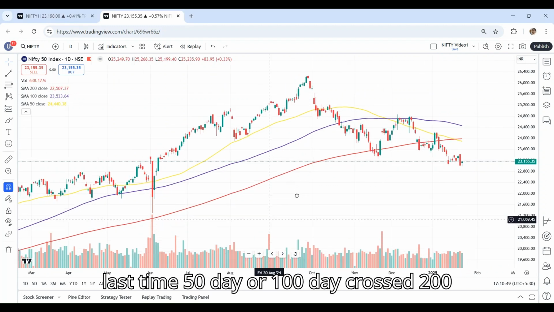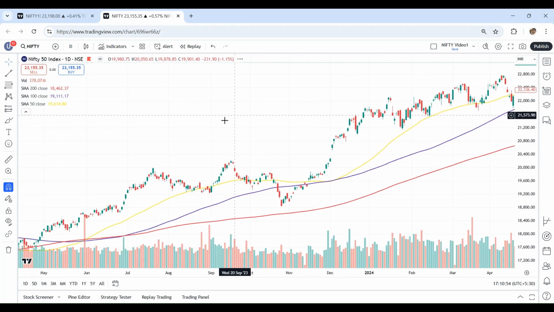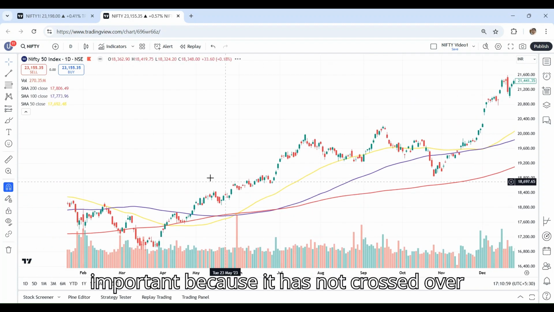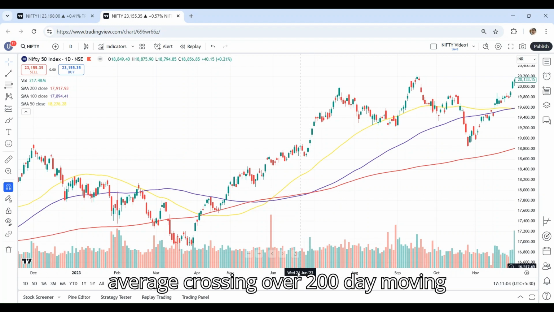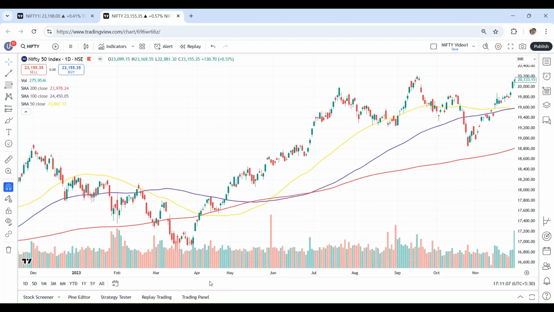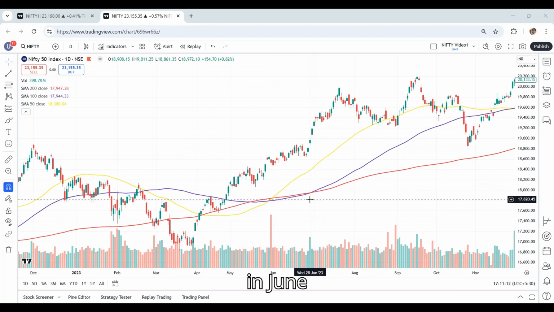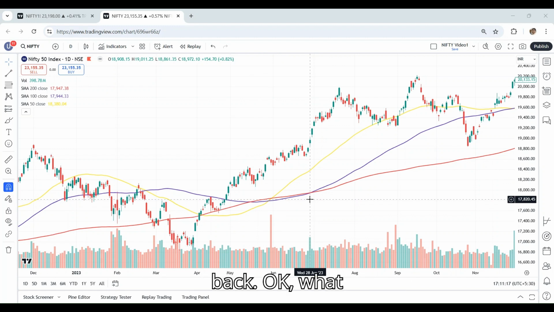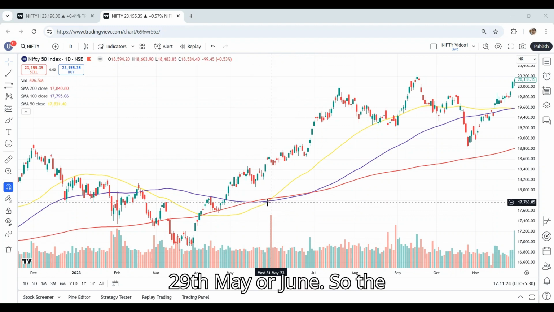So when was the last time the 50-day or 100-day crossed the 200-day moving average? See, the 200-day is very important because it has not crossed over here. You can find the 100-day moving average crossing over the 200-day moving average. So when was this? This was somewhere in June 2023, almost a year, 1.5 years back.